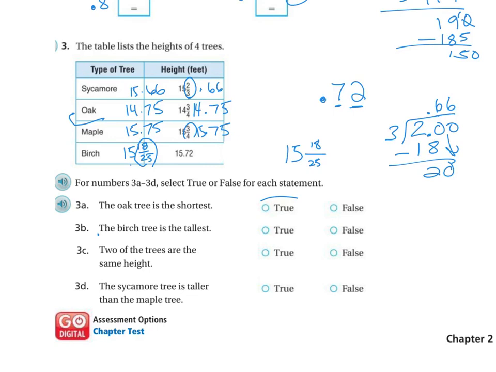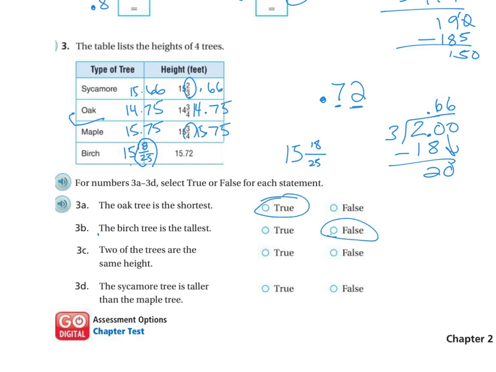So as I'm looking, I'm going to look at the first number first. We already know the 15s are the same. So now I have a 6, I have a 7, and I have a 7, right? So the 7s are going to be my 2 bigger ones. It's going to be between these 2. And then I have a 5 here and a 2 here, so the 5 is bigger than the 2, so it's actually going to be the maple tree is the bigger, not the birch. So this answer is false.